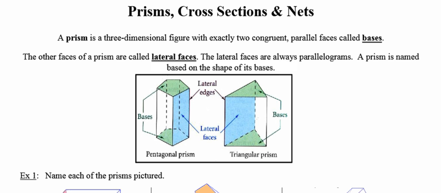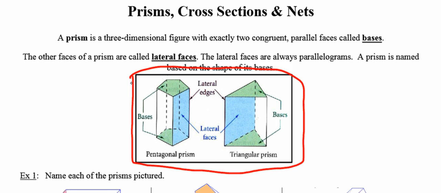So if I'm taking a look at the picture here on page 2, we're going to take a few minutes and familiarize yourself with some of the vocabulary so that we will all be speaking the same language when you come back to class. In both of those pictures, the areas that are shaded green represent the bases. Notice that there are two bases. The bases are always parallel to each other, and the bases are always congruent.